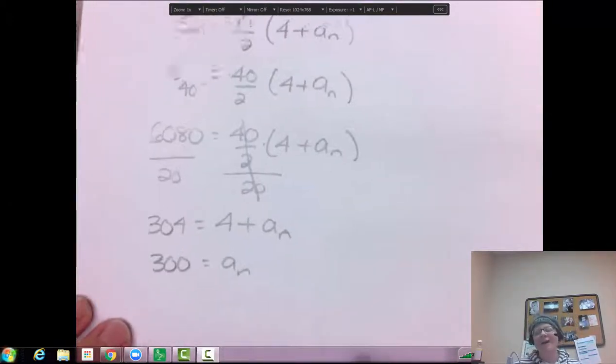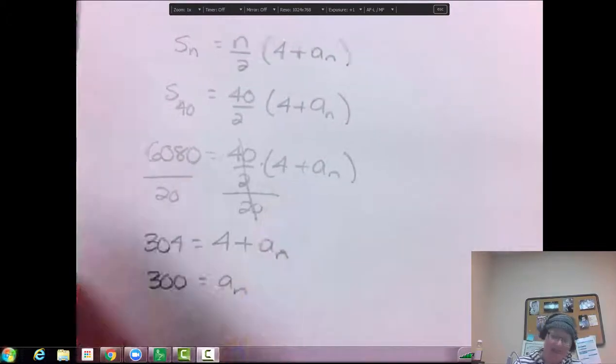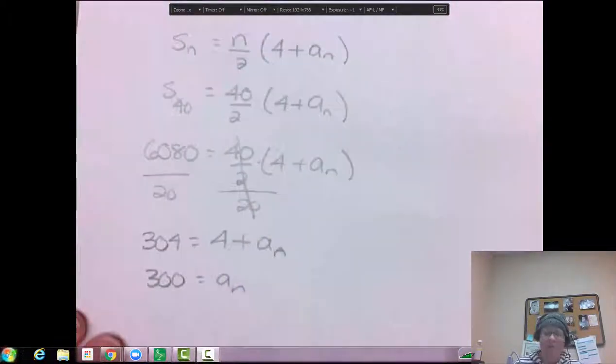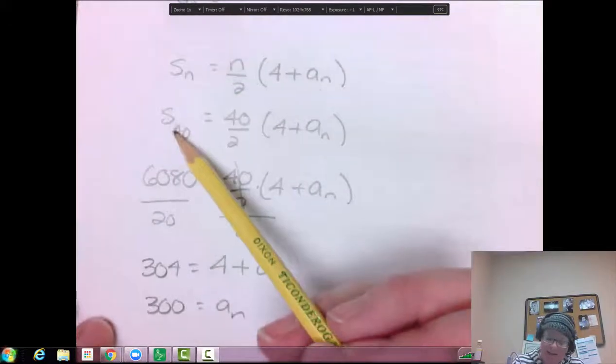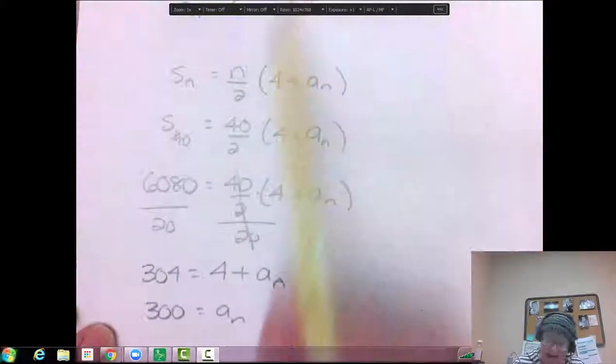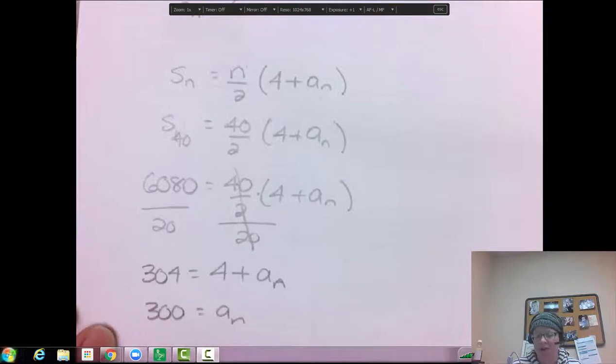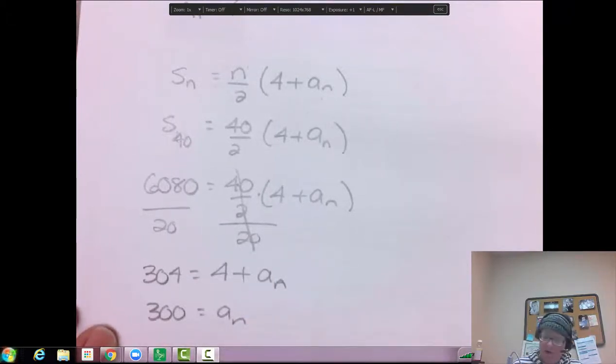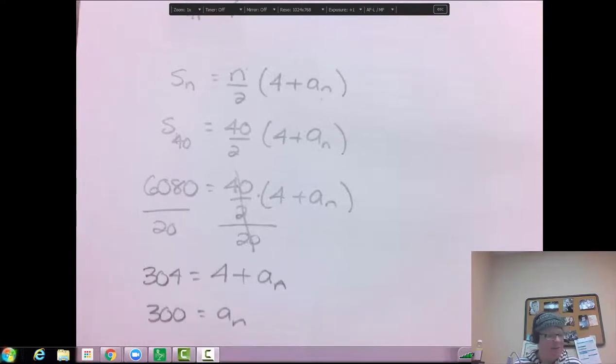So we can find missing a to the n's by using the formula and putting in what we know. We knew s to the 40 is equal to this, so I could use that knowledge that the 40th term is 6080 and go from there on solving. So you kind of work backward.